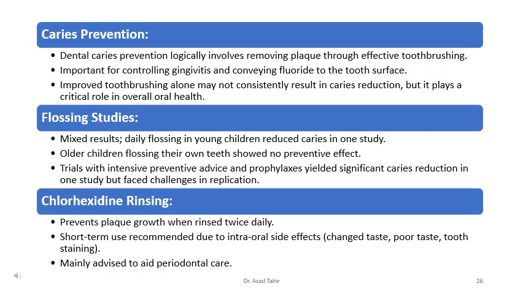Caries prevention. Dental caries prevention logically involves removing plaque through effective toothbrushing. Important for controlling gingivitis and conveying fluoride to the tooth surface. Improved toothbrushing alone may not consistently result in caries reduction, but it plays a critical role in overall oral health.